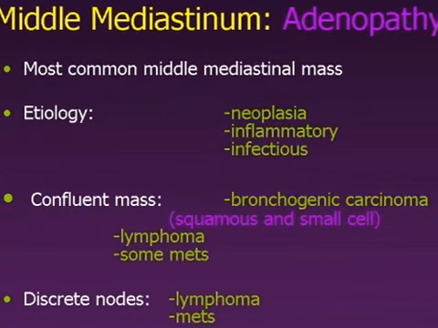When we talk about adenopathy, basically you can break down the etiologic processes simply by saying they're going to be neoplastic, inflammatory, or infectious. Confluent masses very commonly are due to bronchogenic carcinomas, squamous and small cell cancers, of course, being the most typical for large central masses like this, but lymphoma and some metastatic processes, including in particular seminomas, can present as large mediastinal masses. Discrete nodes will be seen again in lymphoma and some metastatic processes.